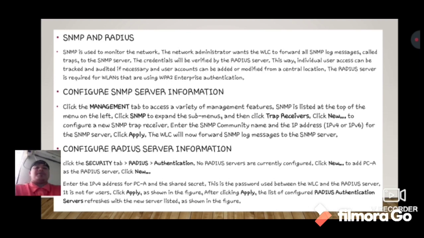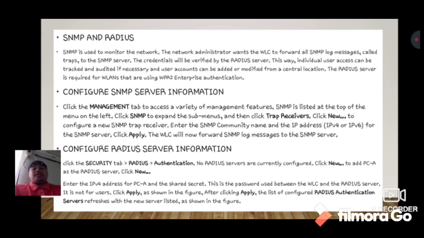Configure SNMP server information. Click the Management tab to access a variety of management features. SNMP is listed at the top of the menu on the left. Click SNMP to expand the submenus. Then click Trap Receivers. Click New to configure a new SNMP trap receiver. Enter the SNMP community name and the IP address for the SNMP server, click Apply. The WLC will now forward SNMP log messages to the SNMP server.